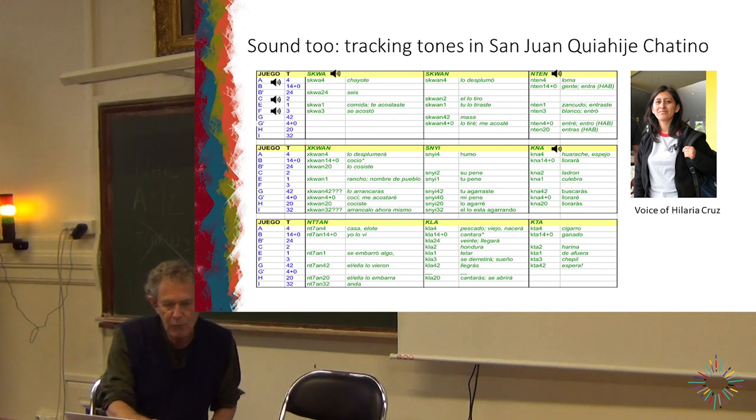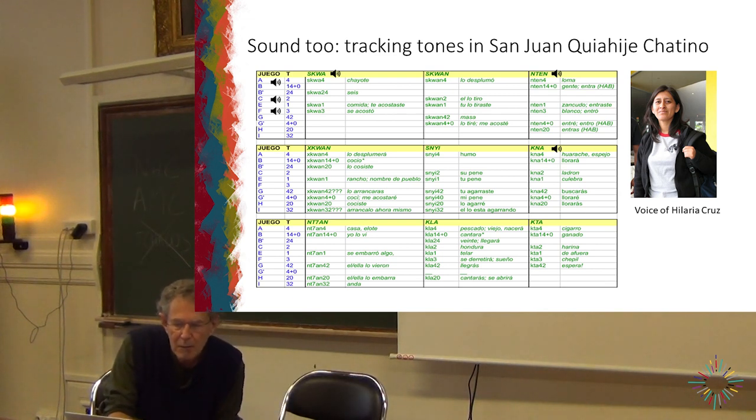And that's what we will do now, as soon as I can work out how to work this computer and activate these.